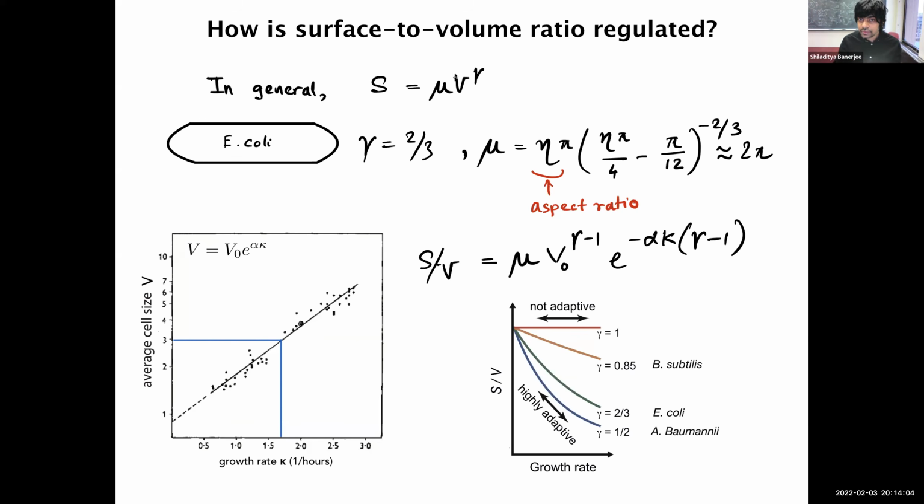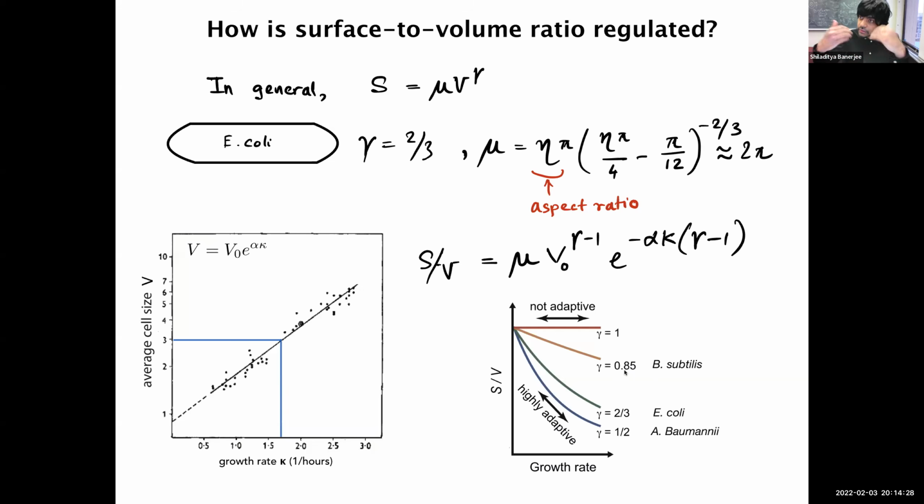So different bacteria have different exponents, gamma, right? If gamma is 1, that bacteria cannot adapt to any condition. But if gamma is half or 2/3, they're highly adaptive. So for example, E. coli can adapt very well. B. subtilis, which has gamma 0.85, does not adapt very well to changing conditions, right?